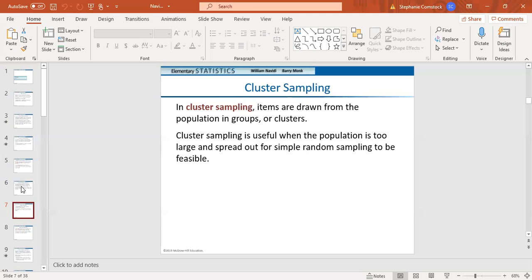Now there were grapes still left on the table. There were clusters of grapes still set over there. I wasn't worried about those. But of the clusters that he took, he had to eat all of the ones that he took. So in stratified, it's a little bit out of every single layer. In cluster, it's everything in a few of those groups.